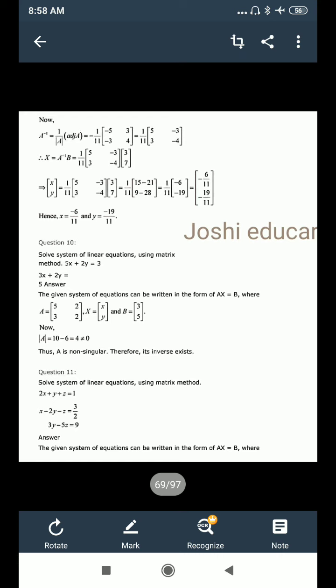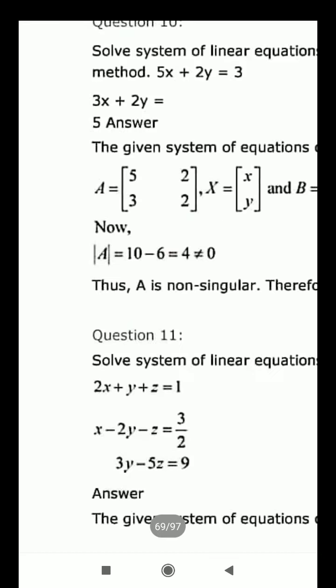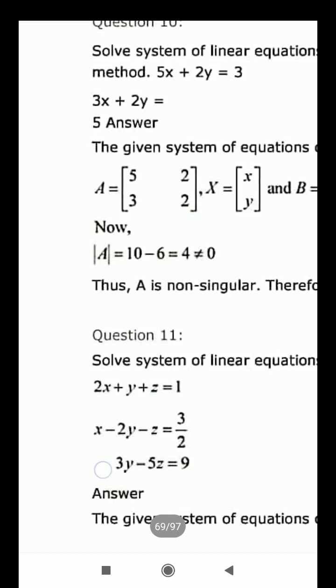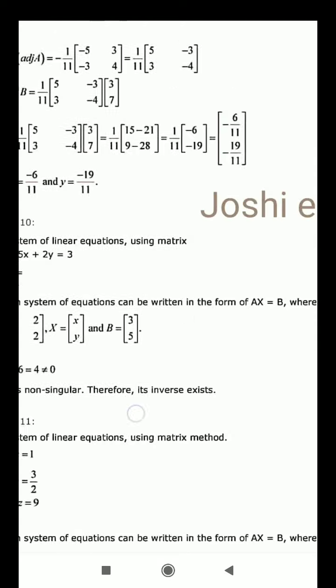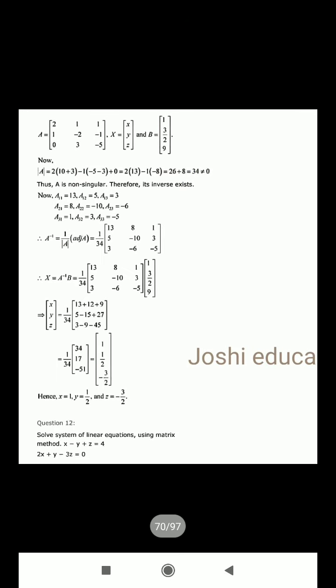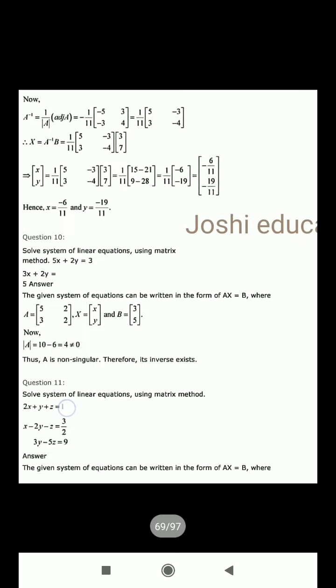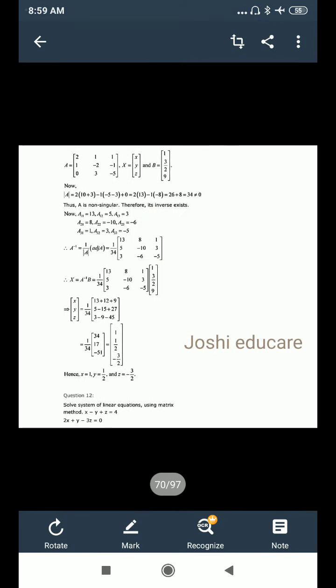Now question number 10, all are similar. Question number 11, a 3 variable equation is given. So I will explain one 3 variable equation question. First you express that in the matrix form. First of all, these 3 equations are given. In this there is no term of X, it means you will take it as 0x. That is the only new thing in this. So this is matrix A, a 3 into 3 matrix. Now X will be a column matrix of X, Y, Z and B is a column matrix of the constant terms on the right hand side. These 1, 3 by 2 and 9, that will be B.